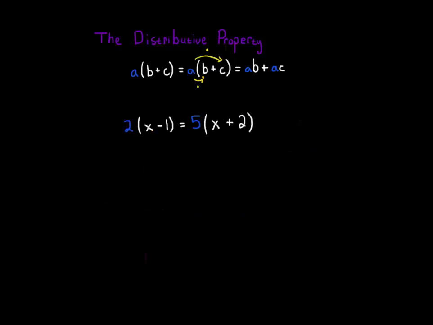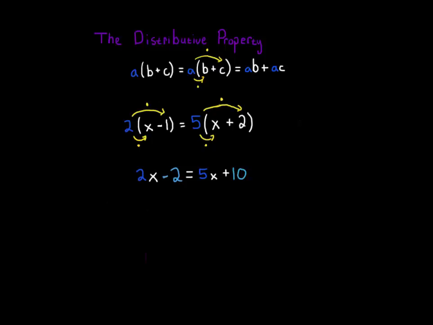Here we've got an equation we'd like to solve for x. 2 times (x minus 1) is supposed to be equal to 5 times (x plus 2). We'll begin by applying the distributive property to both sides of the equation. The 2 distributes to the x and the negative 1. The 5 distributes to the x and the positive 2. This gives us 2x minus 2 equals 5x plus 10.